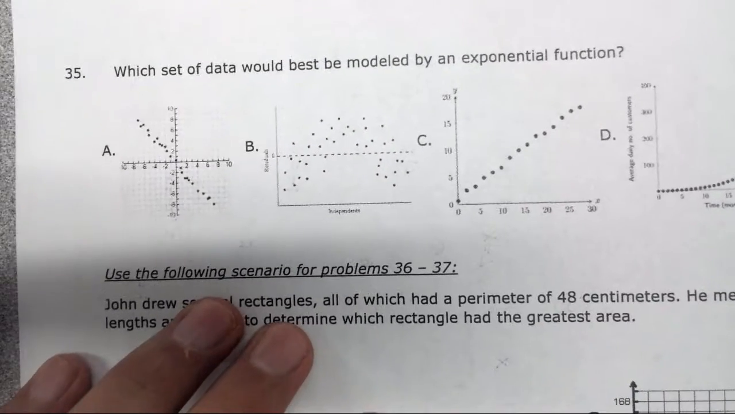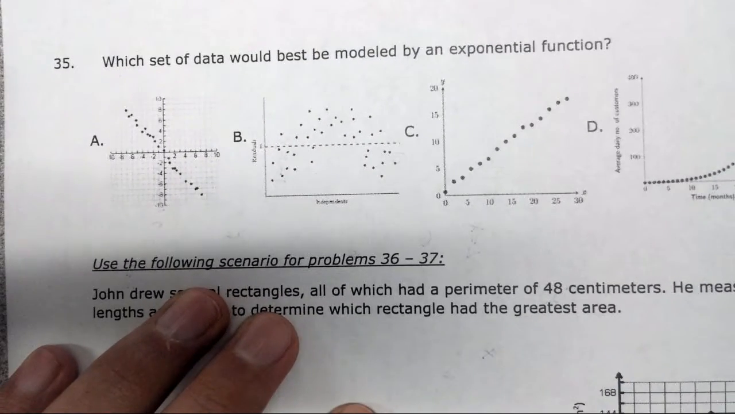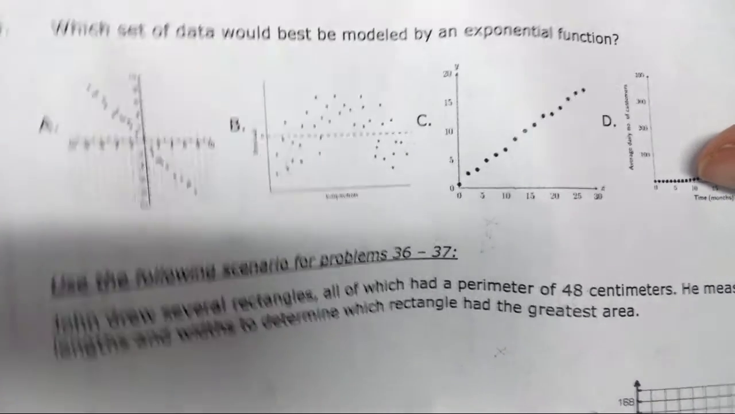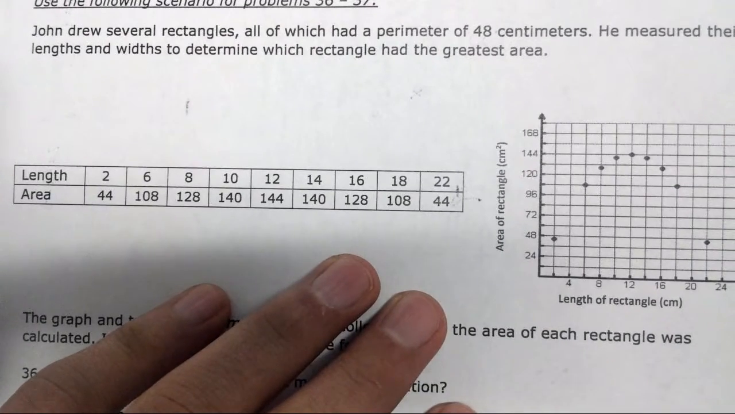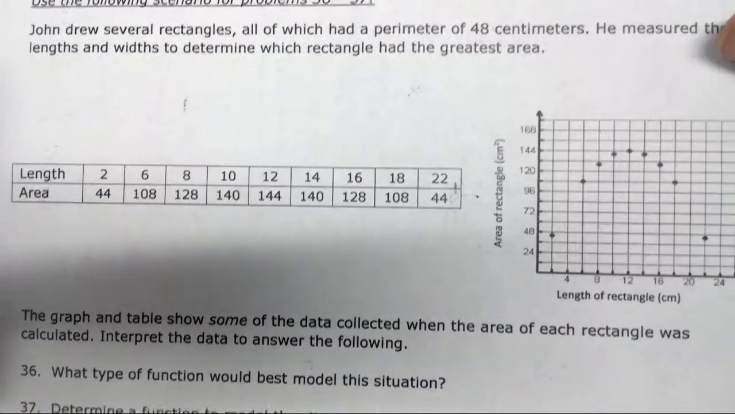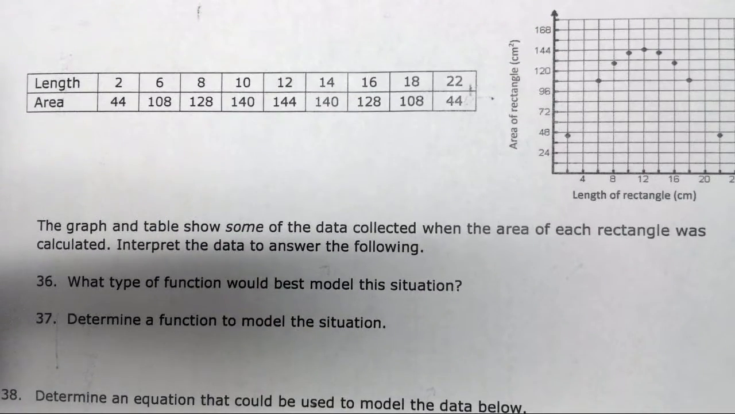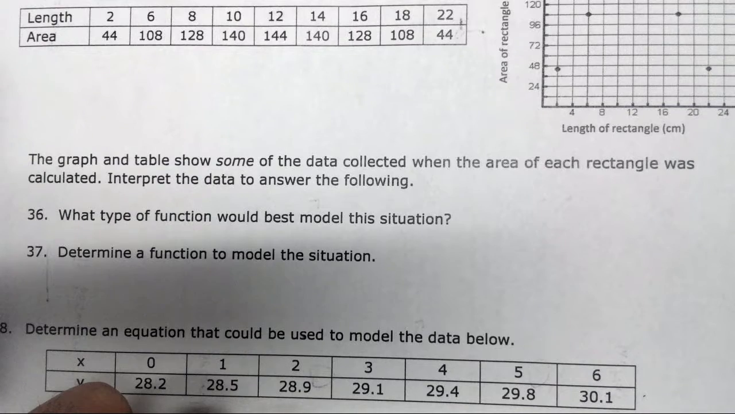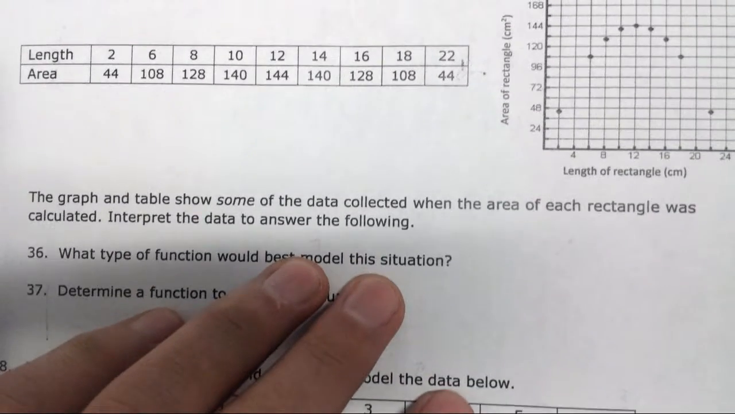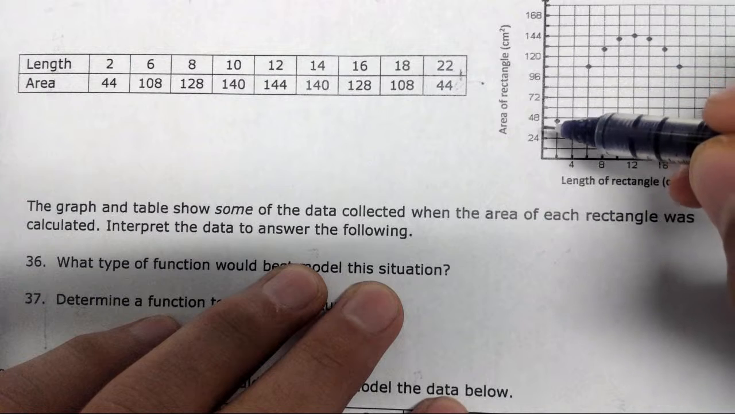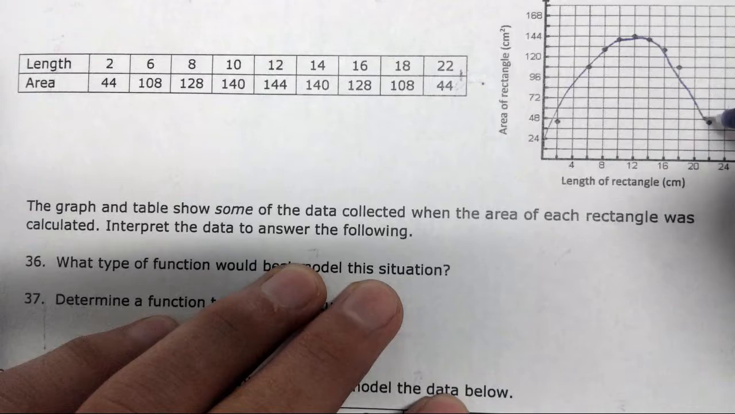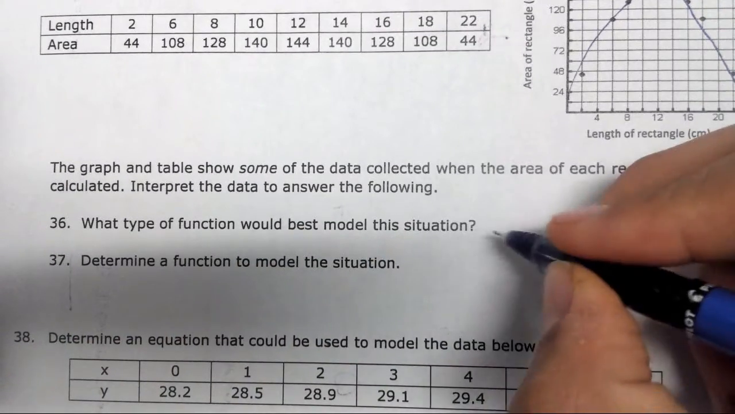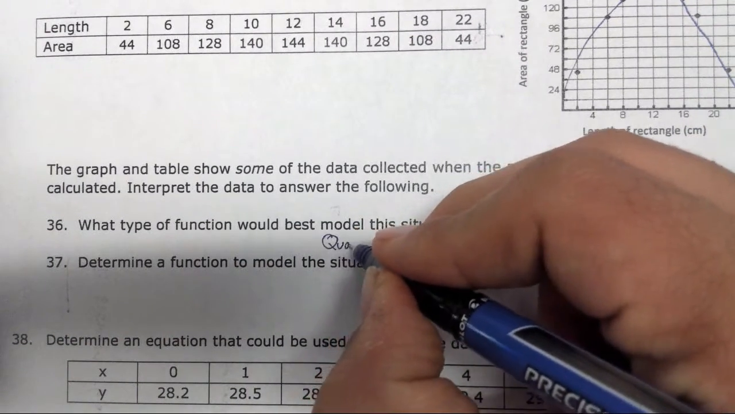All right. Which set of data will best model an exponential function? Now, remember, exponential functions look like hockey sticks. The only one that kind of looks like a hockey stick is D. All right. Let you guys read that. What type of function would best model this situation? So, this situation is a parabola, and a parabola is quadratic. So it's going to go ahead and go with quadratic.